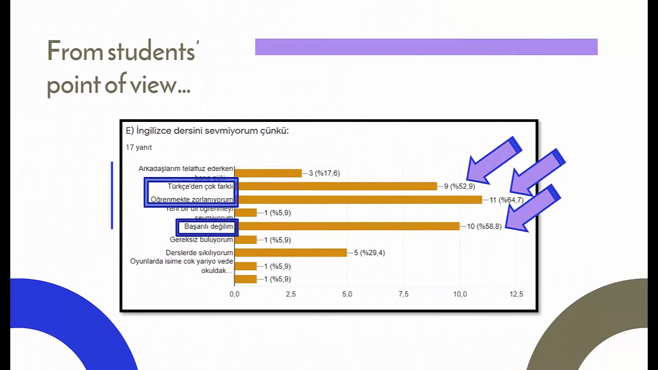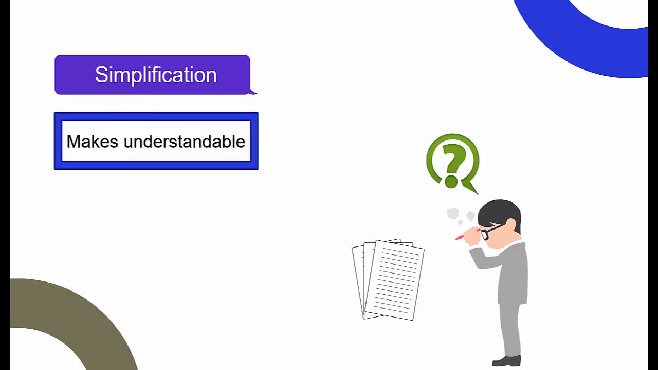When we look at these results, students dislike English generally because of the difficulty of learning it. Also, as it doesn't resemble Turkish, according to the students, we need to tolerate this issue and make sentences familiar to them. In this way, simplification can be helpful. It makes sentences more understandable.